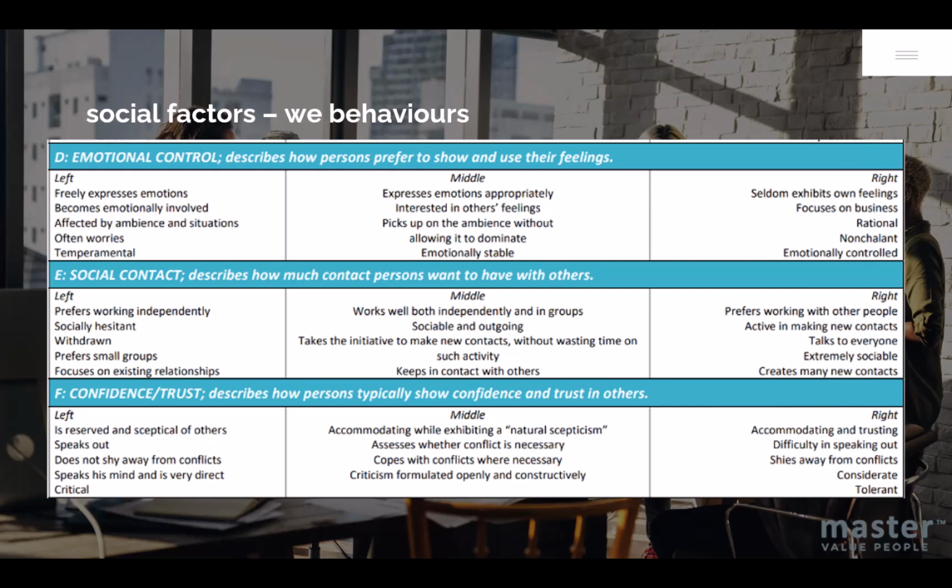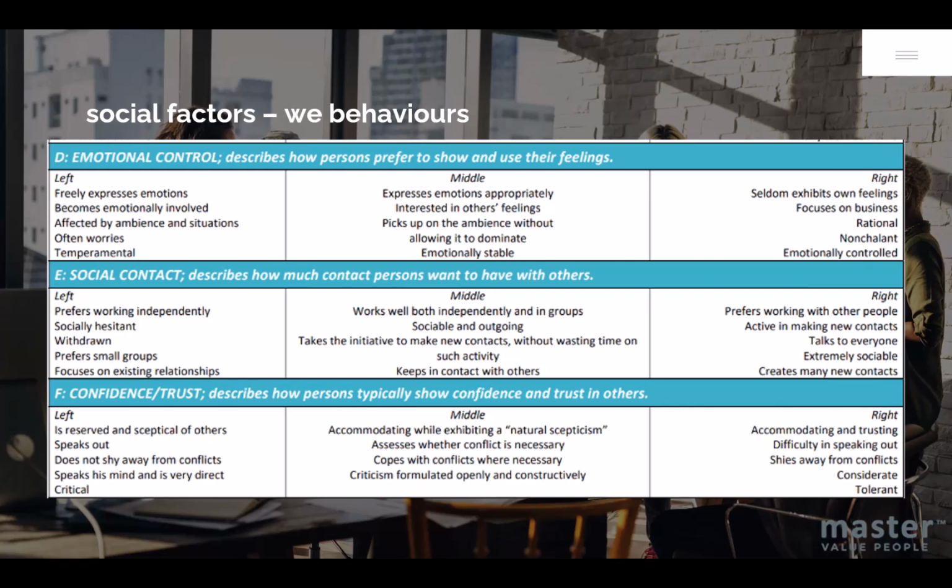First we have emotional control. It describes how people show and use their feelings. We do not measure how much emotion someone has, but rather how much is expressed outwardly. On the left-hand side, we have a person who expresses their emotions freely, becomes emotionally involved, and is affected by ambience and situations. They often worry and are temperamental, experiencing a wide range of emotions. There can be big laughter, intense sadness, strong anger, and so on.